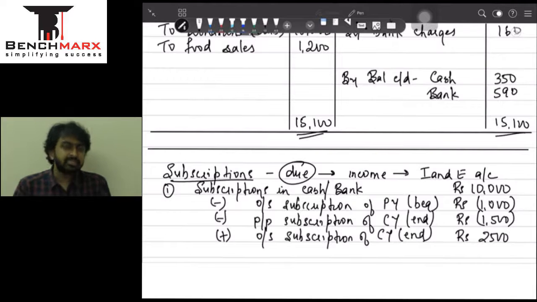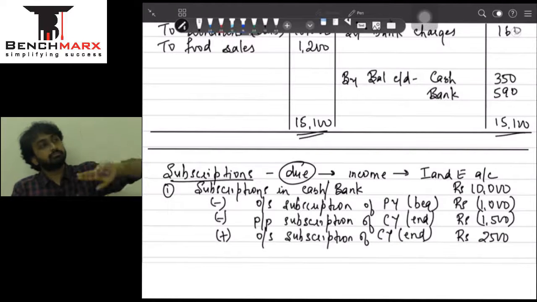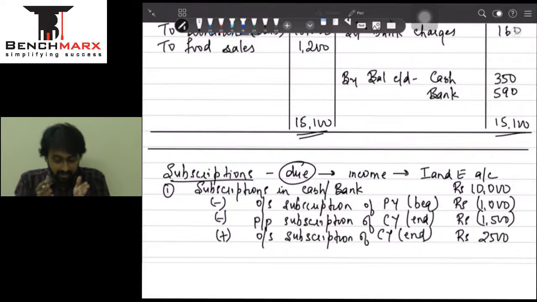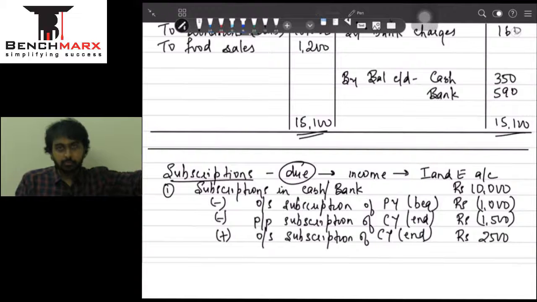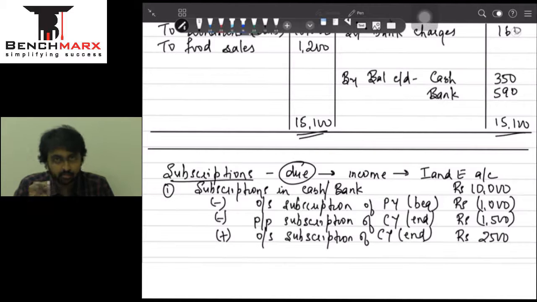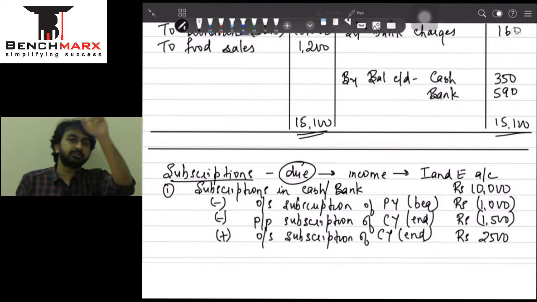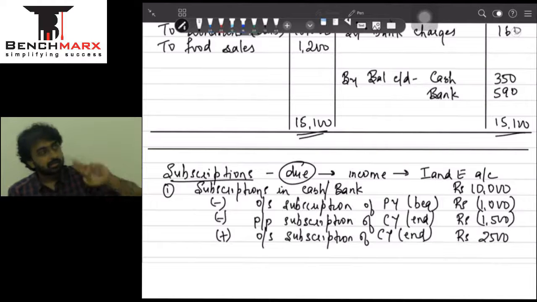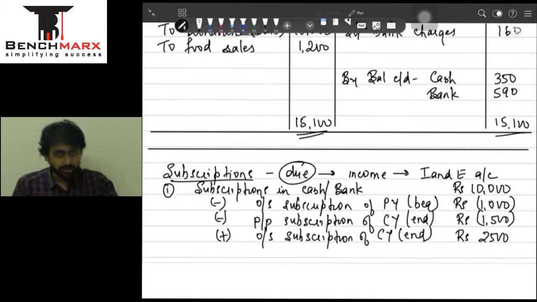Done. Last thing, is it possible that we have received some of the subscription of this year in the previous year itself? Meaning, for example, somebody must have given me this year's subscription last year itself. That means I have already received this in the previous year. So this is not a part of 10,000, because I received that last year and received 10,000 today. But since I received something last year pertaining to this year, that must not have gone into last year's income because it is a part of this year's income.